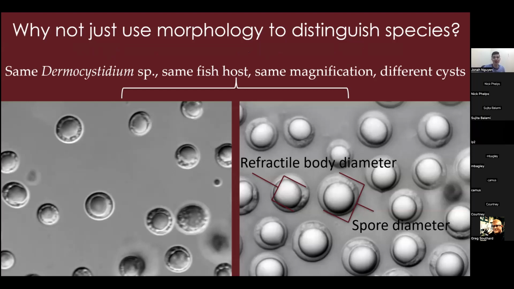Well, we do, but there are not many things to measure. As I said, there are really two things that are measured. Different species overlap at these metrics as well, and measurements vary within a single species. So different cysts from a single fish can yield different measurements. These images right here are at the same magnification, same fish, same Dermocystidium species, just different cysts. And as you can see, the picture on the right clearly has bigger refractile body diameter and spore diameter on average than the one on the left.